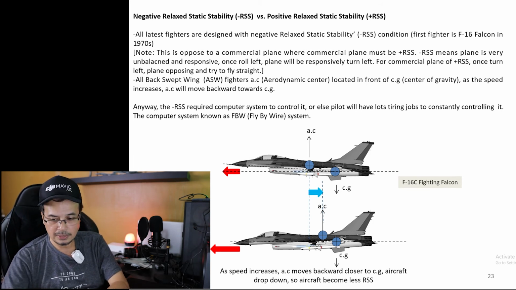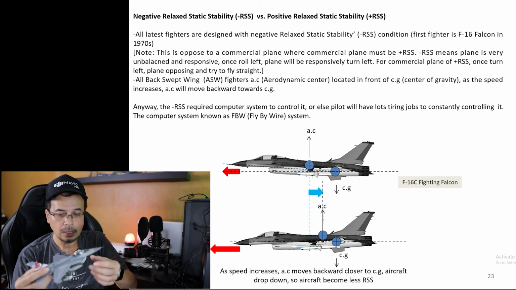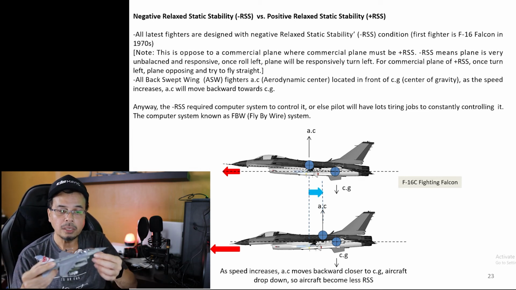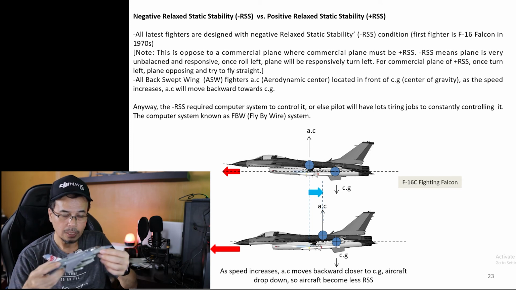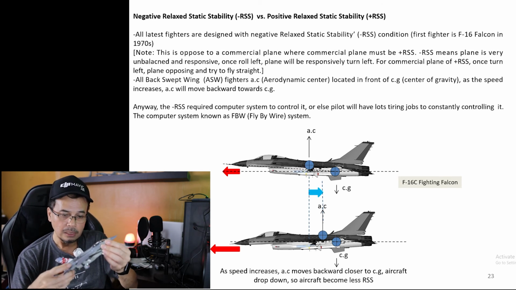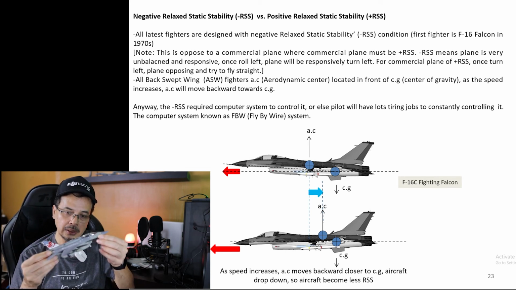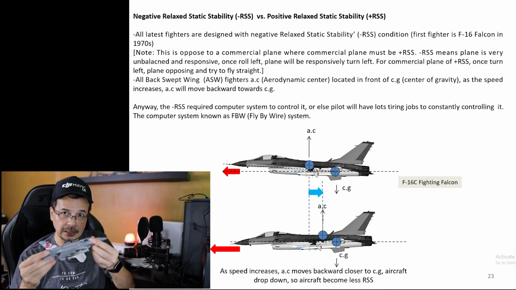So the F-16 actually has a tendency to pitch up in low speed flight, because the AC is in front of the CG. But the AC actually created on the wing will tend to move backward as the speed increases. So as the plane increases its speed, it will tend to pitch down because the AC is moved closer to the CG.